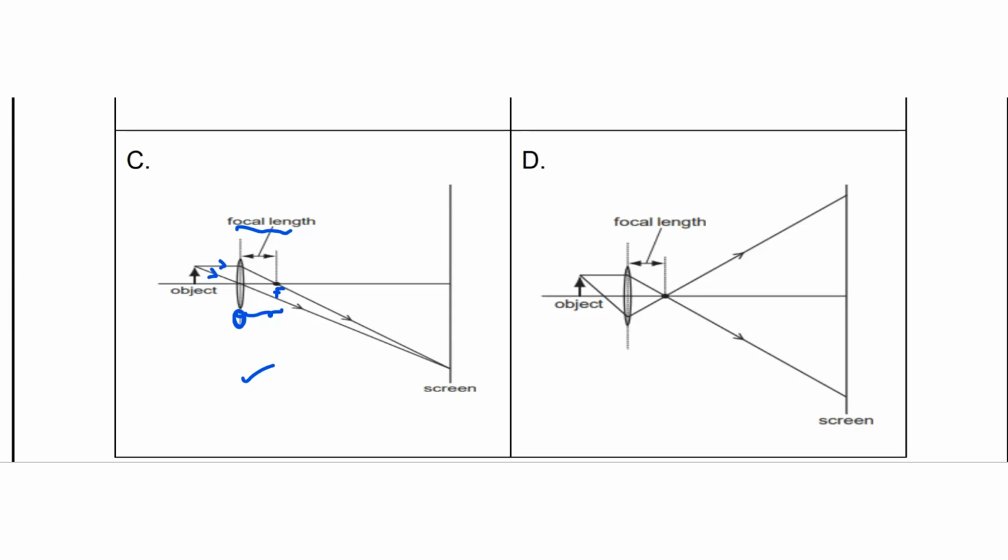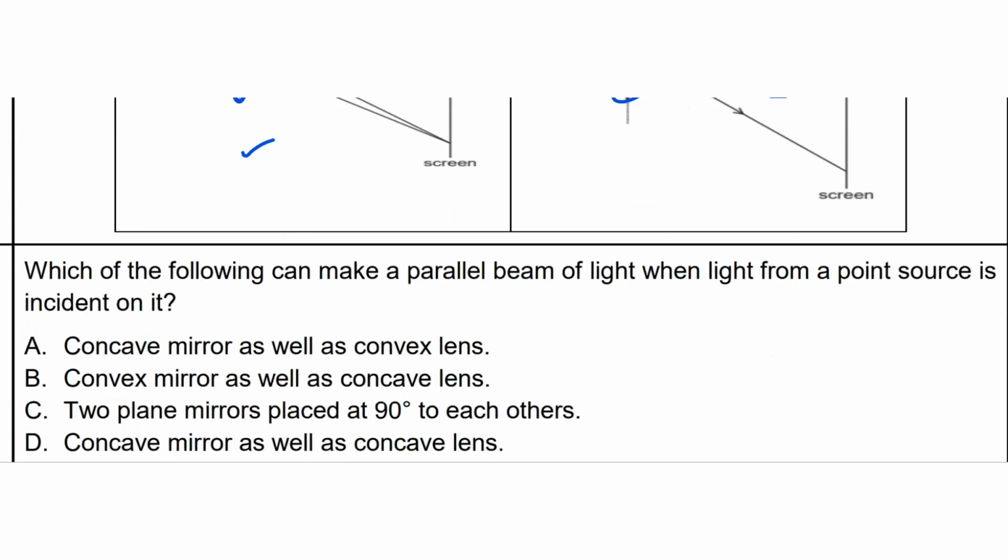Let us now move into D. Even in D, for the ray passing through, let us consider this to be F. But this ray has not emerged parallel. Instead, it has followed a zigzag path. So this option is also not correct. Okay. So the option is C.